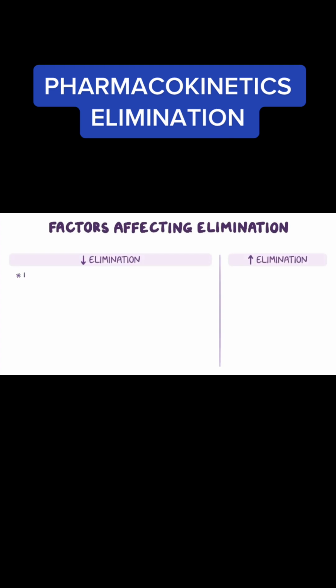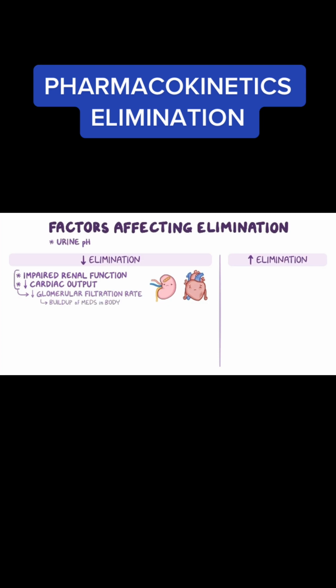Now, there are several factors that can affect the elimination of medications. First of all, impaired renal function, or any condition that decreases the cardiac output, can result in decreased glomerular filtration rate, which can lead to the buildup of medications inside the body. Urine pH also affects elimination. For example, if the urine is alkaline, acidic medications don't get reabsorbed, so they get excreted in the urine instead.